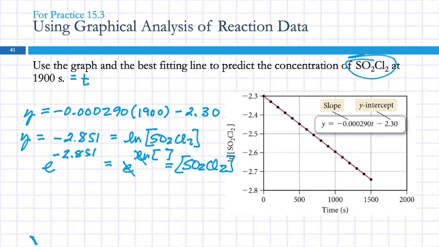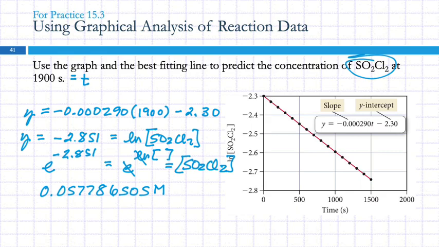So I've got that number in my calculator. I'm going to do e to the x. And I get a result of 0.057786505. That's a concentration, so what should the units be? Molarity, moles per liter. Now that's a ridiculous number of digits, right? What seems like it would be a reasonable number? Like 3 sig figs?